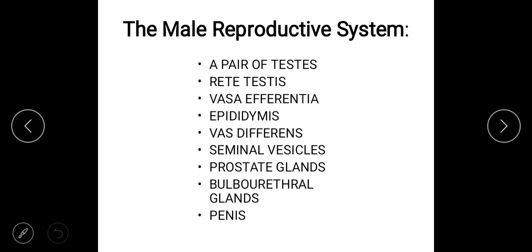So the spermatozoa are formed in the testes. From the testes, they are transported to the vasa efferentia through the rete testis. Then from vasa efferentia, they are transported to the epididymis. Epididymis leads to the vas deferens, and in the vas deferens, the seminal vesicles release their fluid known as the seminal fluid. Prostate glands release the alkaline fluid. Bulbourethral glands release the mucus, and finally all these are ejaculated out to the external genitalia.